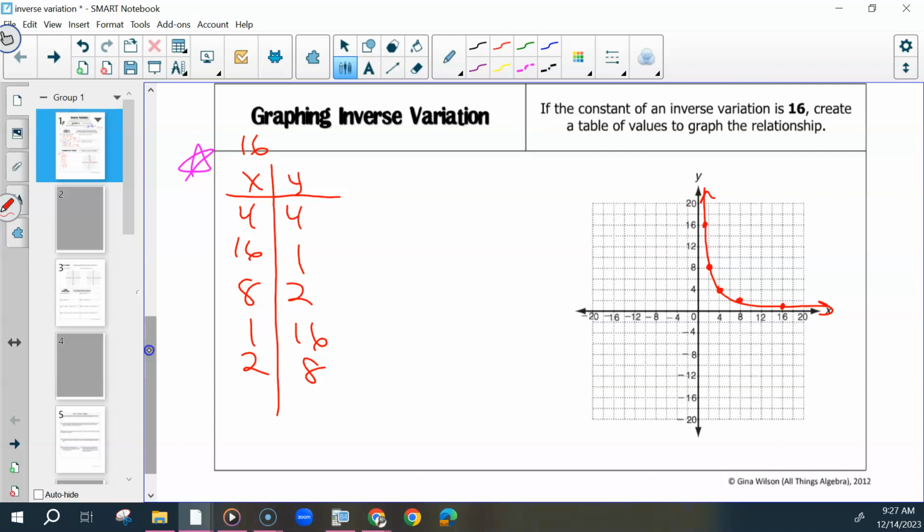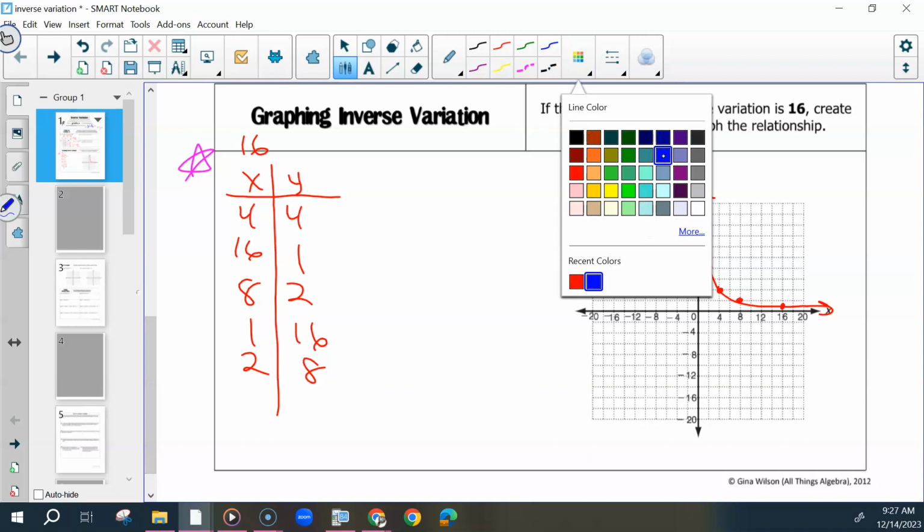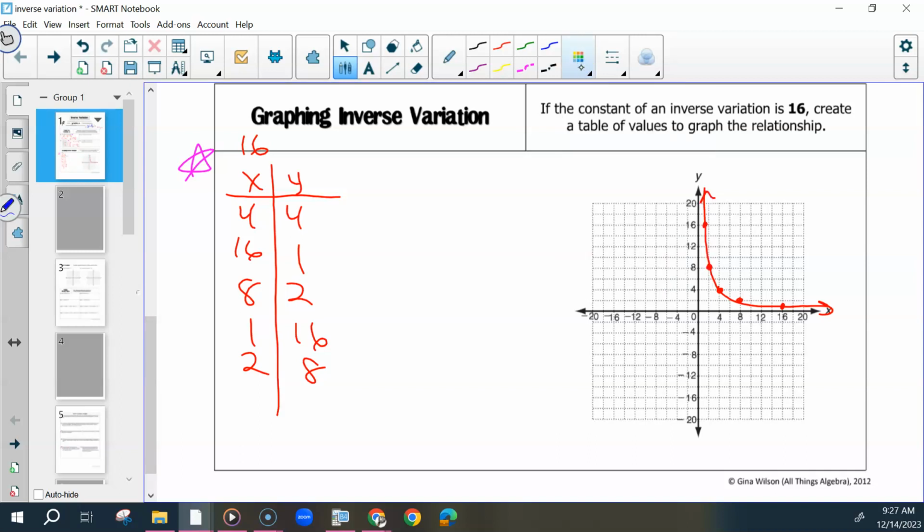This is only half of it though, because we have a positive number. How else can we multiply to get a positive number? Positive times a positive will give you a positive. How else can we multiply to get a positive number? Negative times a negative. So same numbers, but now negative.